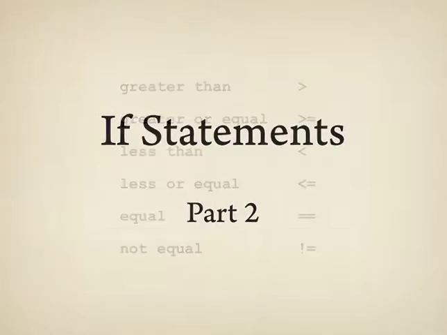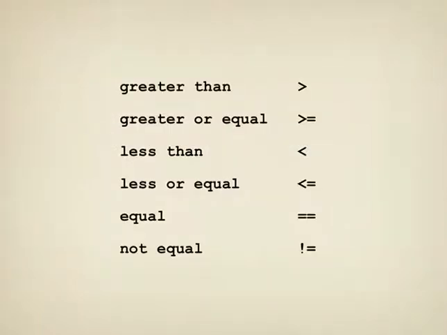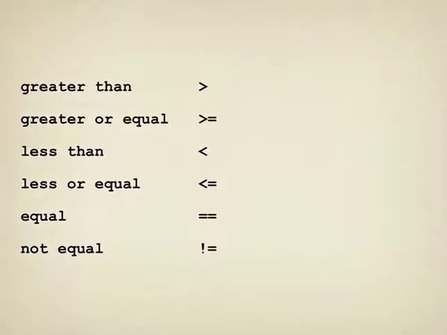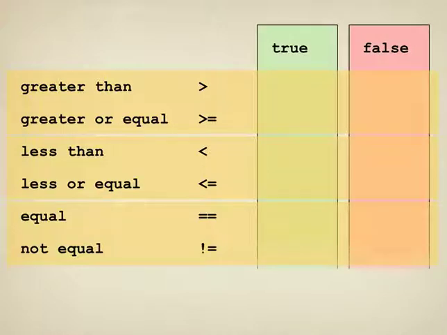In part 1, we saw these 6 tests that we can use to compare two values. Let's now see them in action. I'll sort of group them up visually for you into 3 clusters. And let's write a true and a false version for each of these.